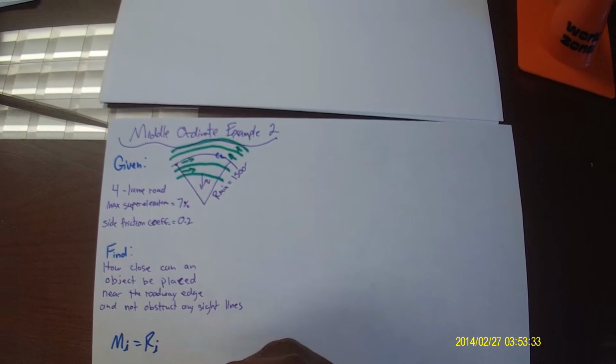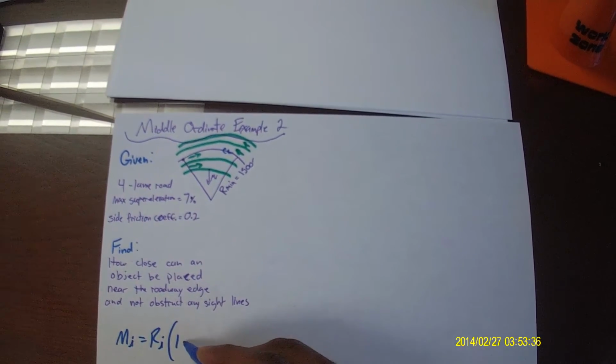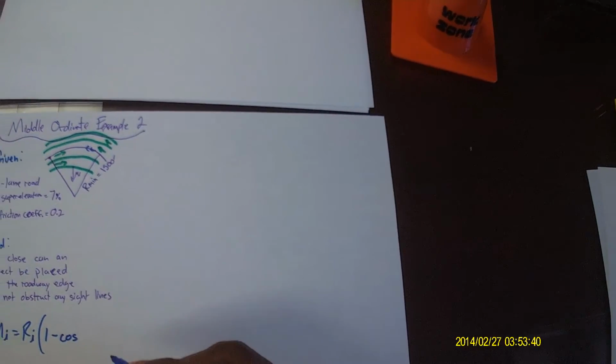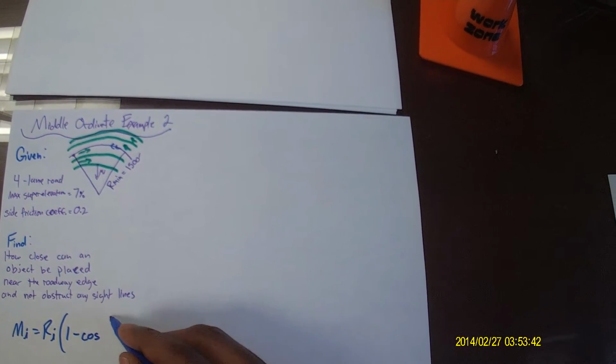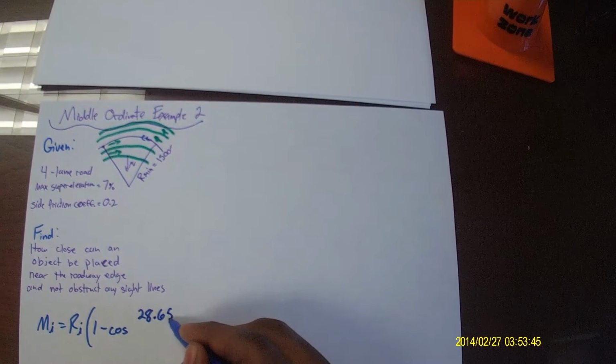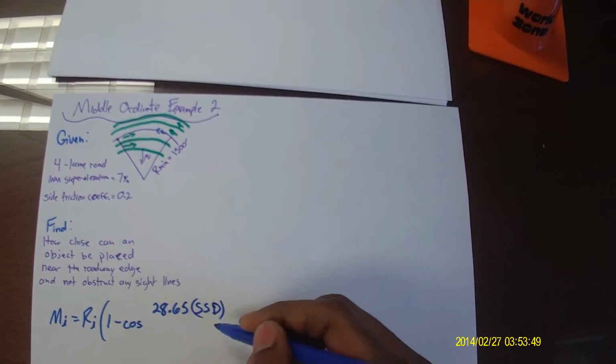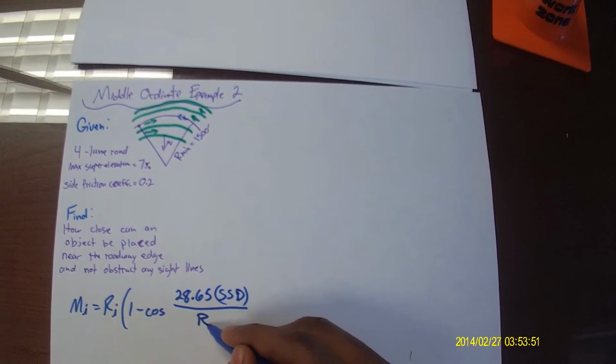The middle ordinate is equal to R sub I times 1 minus the cosine of 28.65 times stopping sight distance, all of that divided by your R sub I.